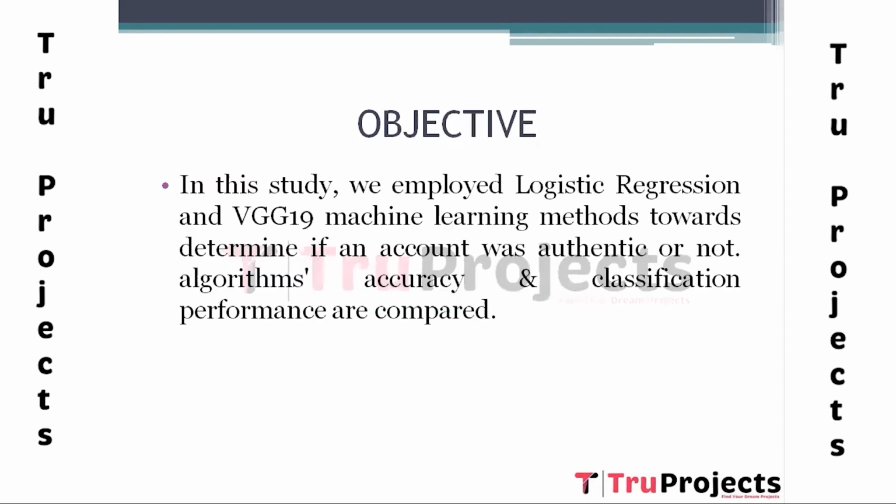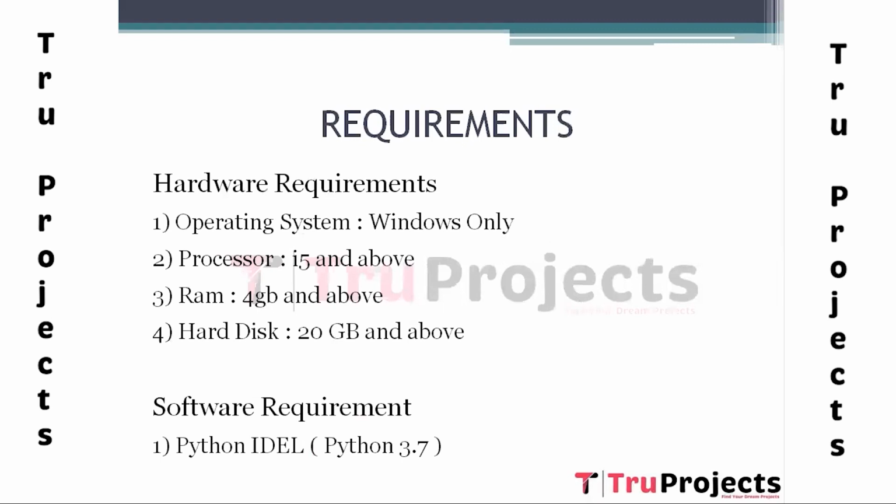The main objective of this problem statement is to focus on the prediction of Twitter bots based upon the algorithms employed, such as logistic regression and VGG19 machine learning methods.